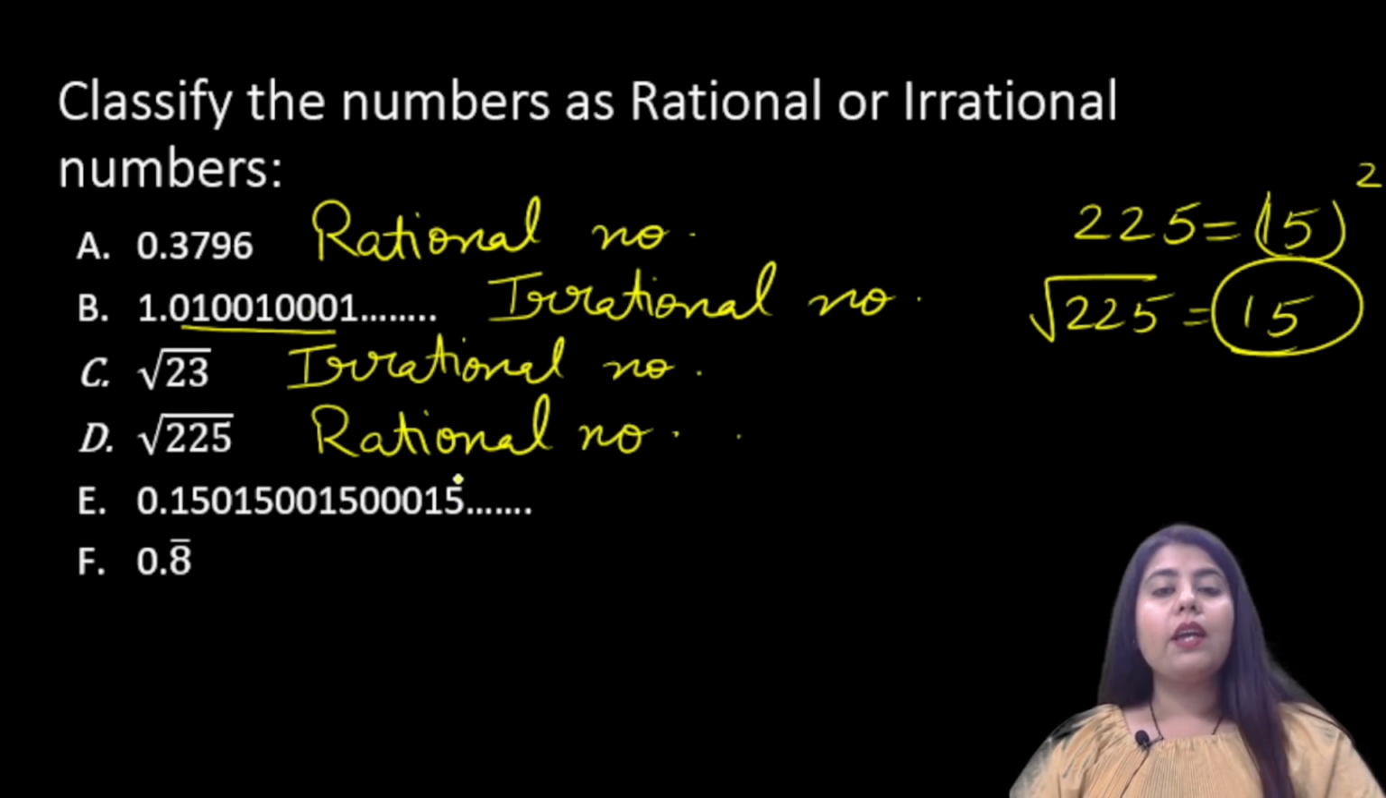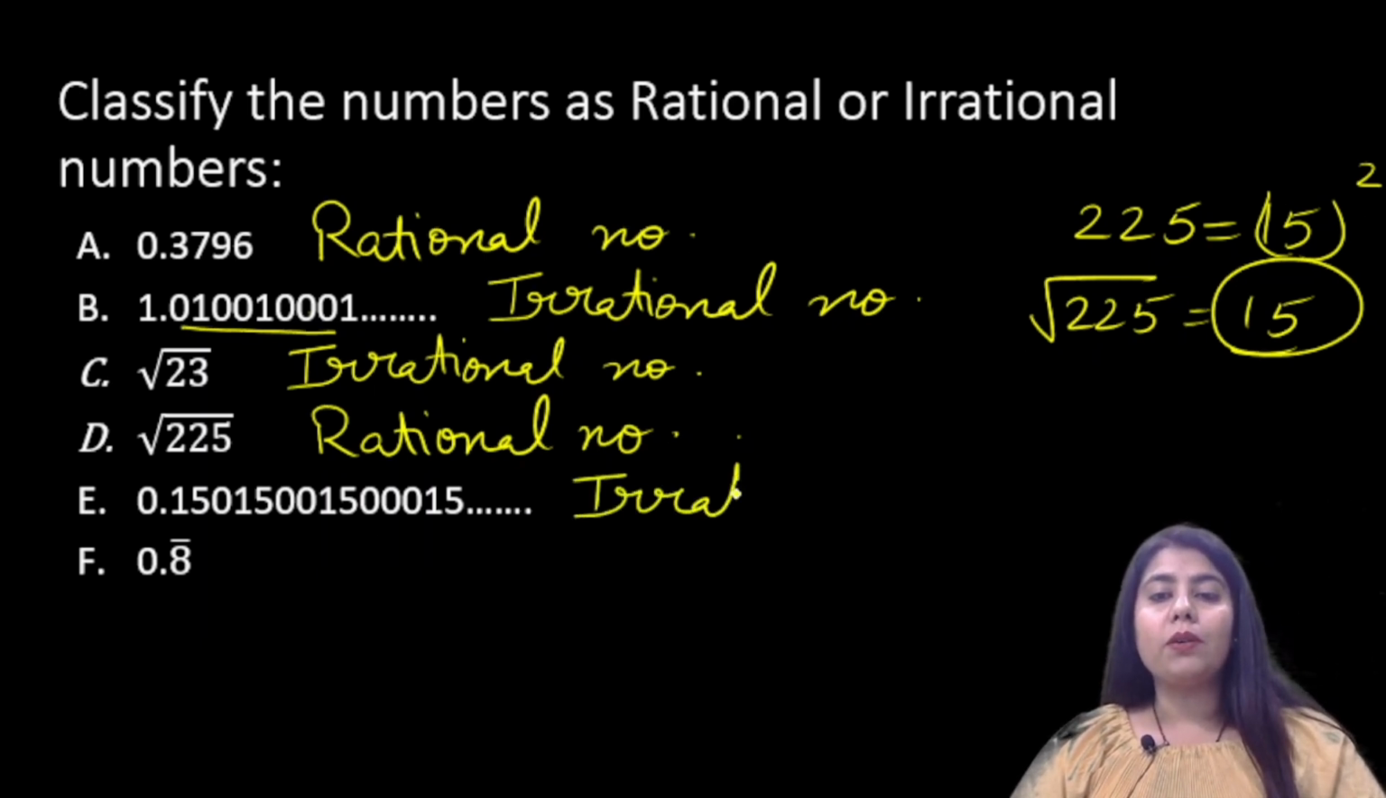Okay. Now let's move to the E part. E part is 150, 1500, 1500015 and so on. It is non-terminating as it is continuing, and non-repeating as it is not following any pattern, so it is non-terminating, non-repeating, so it is an irrational number.